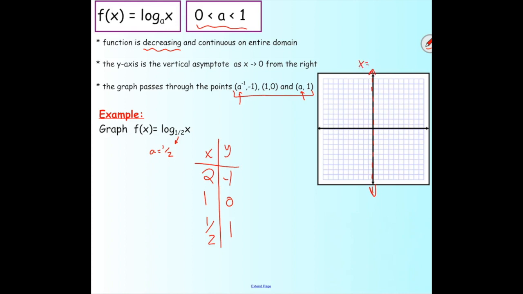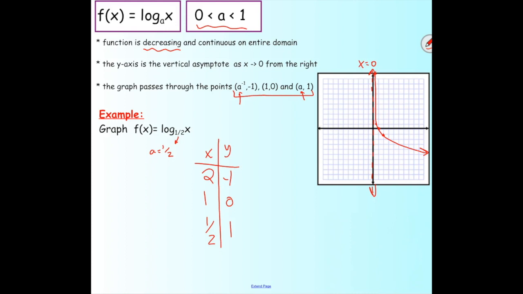So, let's graph our points. So 2, -1. Oops, a little off there. 2, -1 is there, and then 1, 0, and 1/2, 1. Always decreasing, right? Correct. Okay.